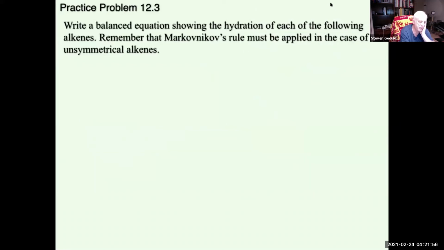Write balanced equations for the hydration of each of the following alkenes. Remember Markovnikov's rule. Markovnikov's rule is very simply, hydrogen likes hydrogen. And that only applies if it's unsymmetrical. If it's unsymmetrical, you get a major and a minor product. If it's symmetrical, you will get a 50-50 product.